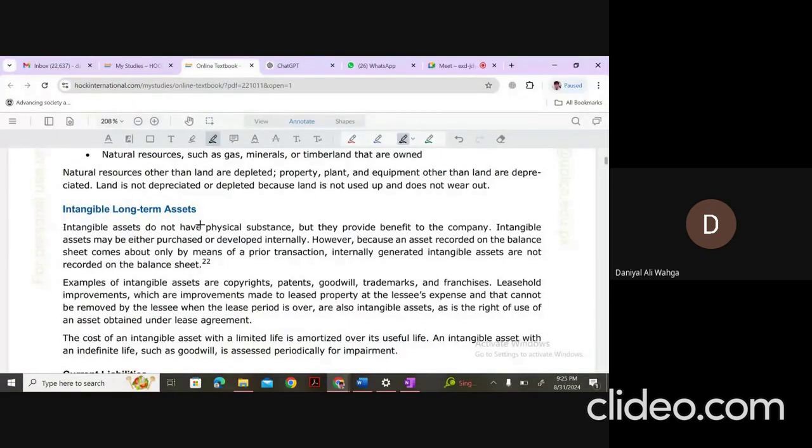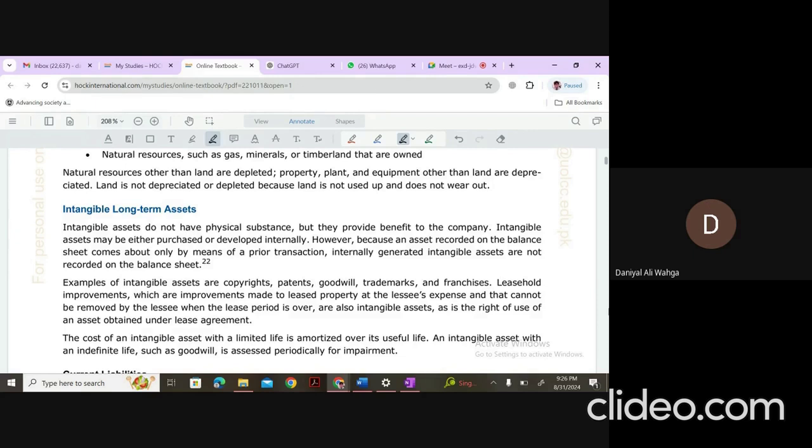So intangible assets do not have physical substance, but they provide benefit to the company. So these are the two key components of the definition: inflow of future economic benefit is probable, and it does not have a physical substance. Intangible assets may be either purchased or developed internally, meaning development cost, or purchased. You can purchase a license, a customer list, a patent, a distribution right, or an export license.